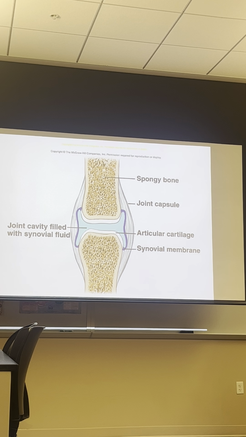These joints are avascular. So how do you circulate the fluid so that you can get nutrients into the joint and waste products out of the joint? There's no blood flow. There's fluid in there. If you move the joint around, you're going to circulate the fluid, which means you can get waste products out and nutrients in.